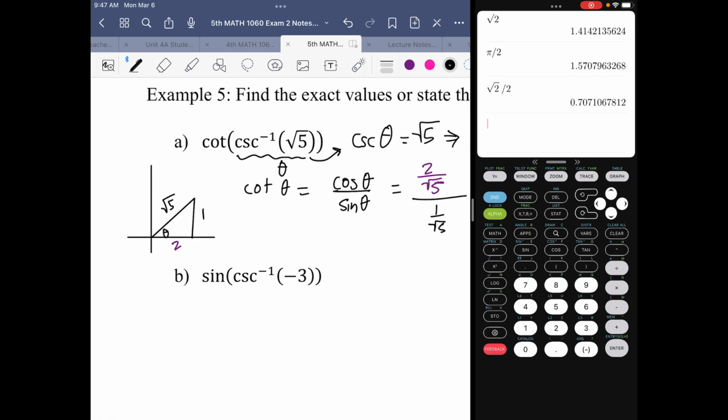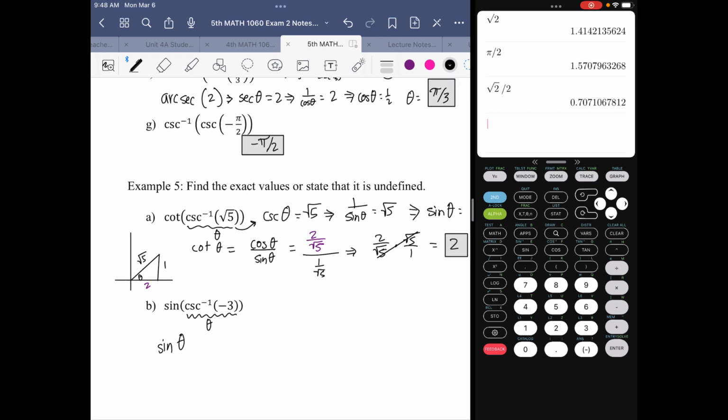Okay. Now again, anytime you have inverses, that's an angle. That's asking you to find the sine of whatever that angle is. Okay. So again, let's make a little picture for ourselves. This time it's negative, which tells us we're going to be down in the 4th quadrant. So we know that the inverse cosecant is negative 3. So that would tell us that 1 over sine is negative 3. And then, therefore, sine is negative 1/3. Okay? So opposite over hypotenuse, negative 1 over 3.